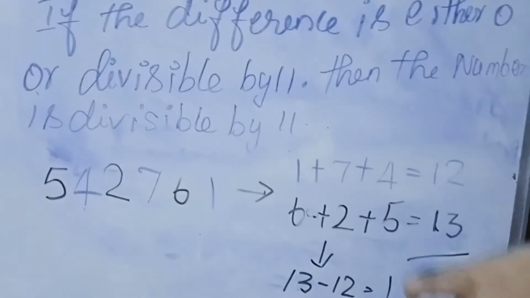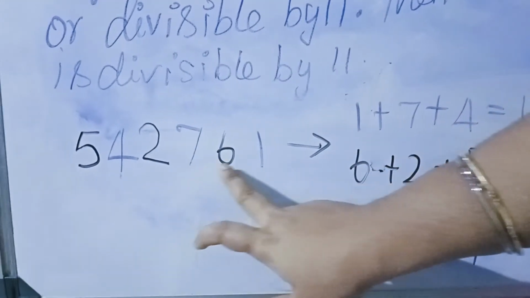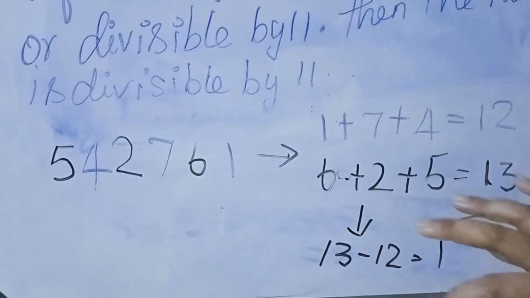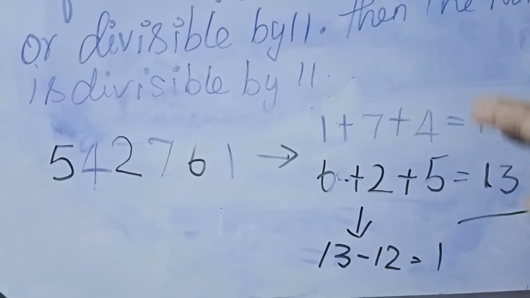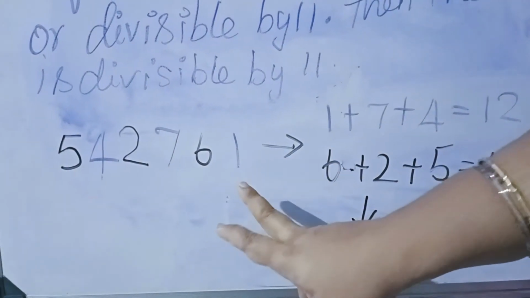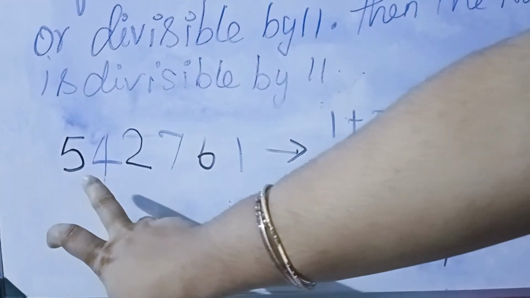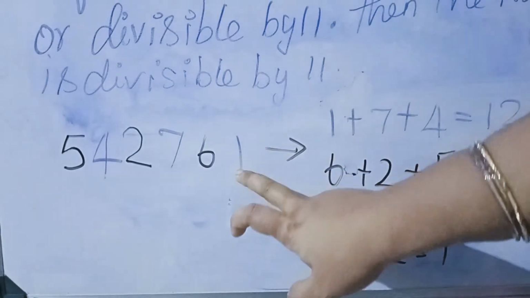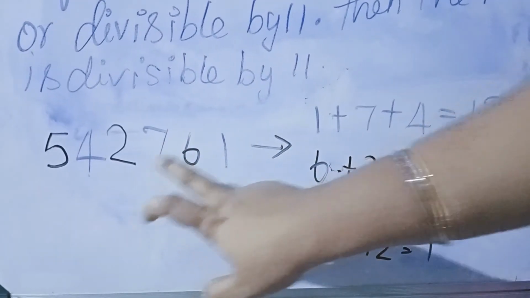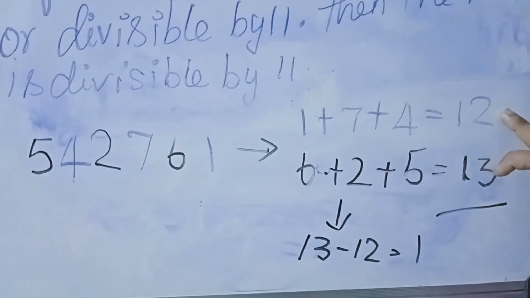For example, you can check this number, 542761. What we have to do? We have to add the odd places first. That means first place, third place, fifth place. First place 1 is there, then 7, then 4. So the answer is 12.